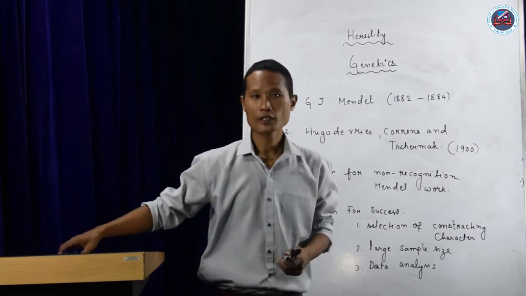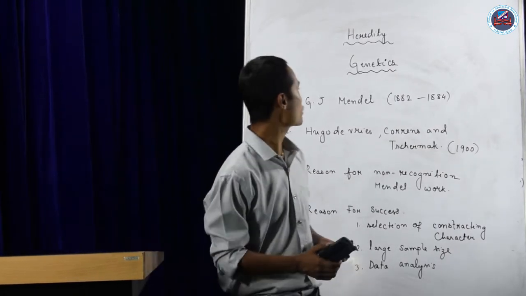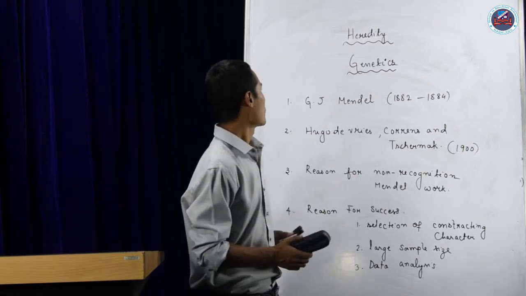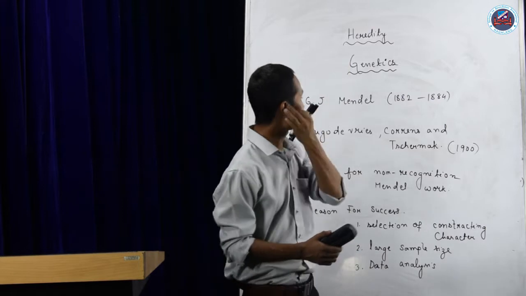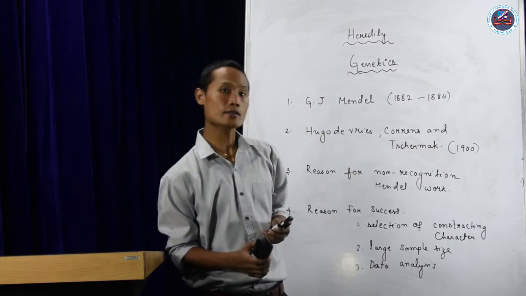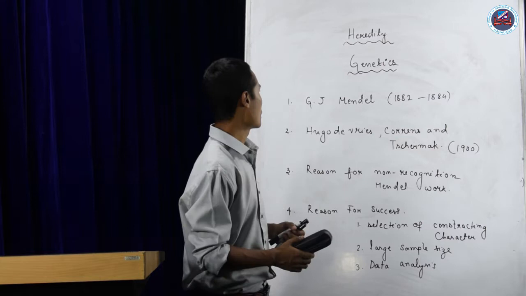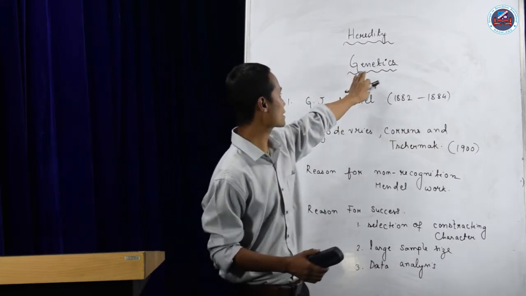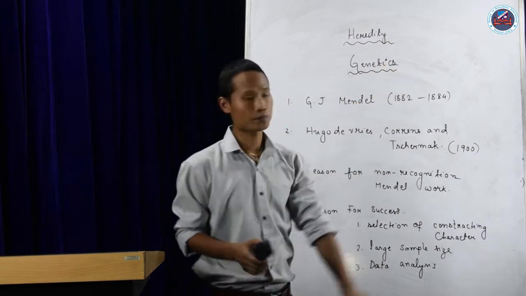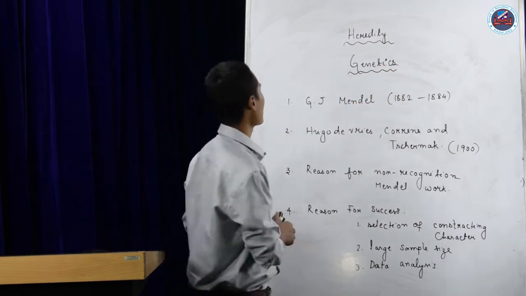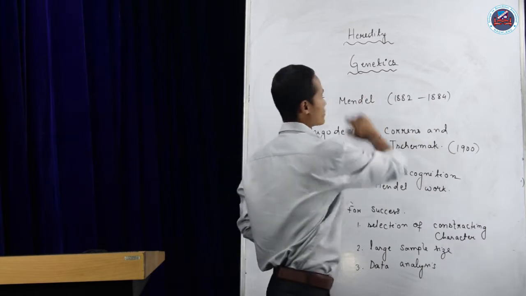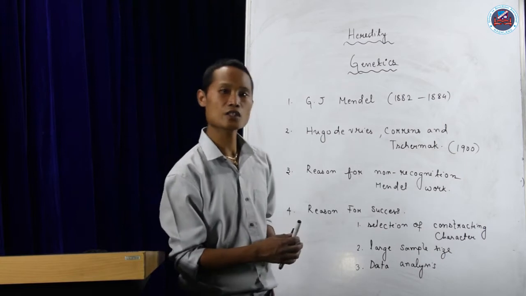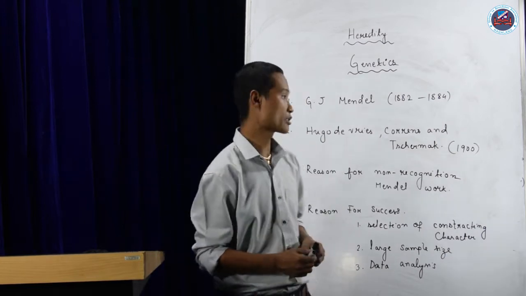Students, today in this video I'm going to start a new chapter called Heredity, which is common in both class 10 and 12 standard. The chapter name is Heredity, or we can also call it genetics. Genetics is a branch of science that deals with the study of heredity and variation.